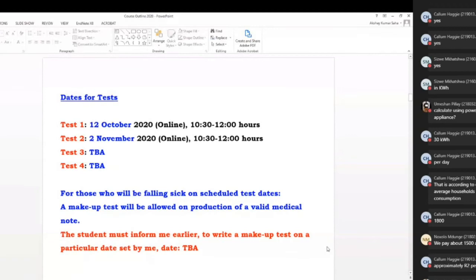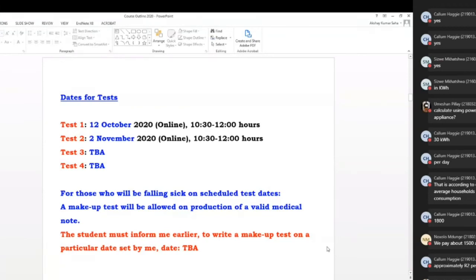Online test, the first one is on 12th of October and the second one is on 2nd of November. Both of them at 10:30, meaning on Monday. You can check the dates. If I'm wrong, you must let me know. So the timing of the test is from 10:30 to 12 online.